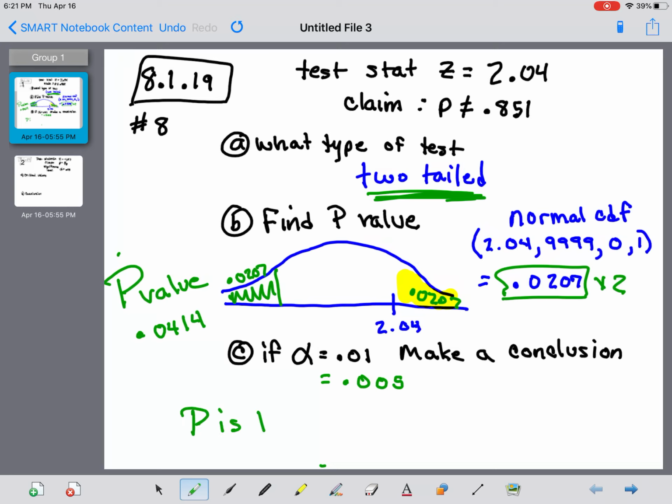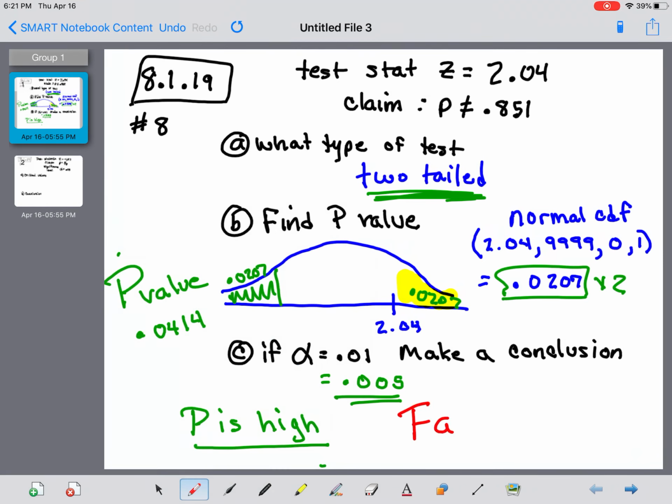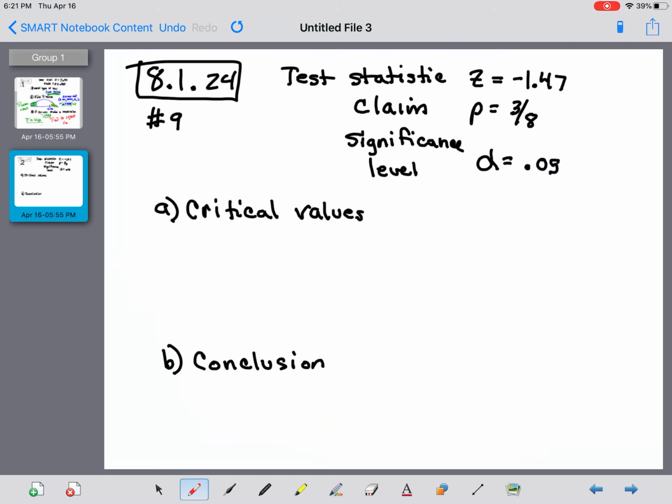Here P is high because our p-value is higher than this. When P is high, null must fly. So since P is higher than that number, we fail to reject. Sorry, I'm starting to write that down wrong. So we fail to reject the null hypothesis. Fail to reject H0. Okay, let's go to the next question.